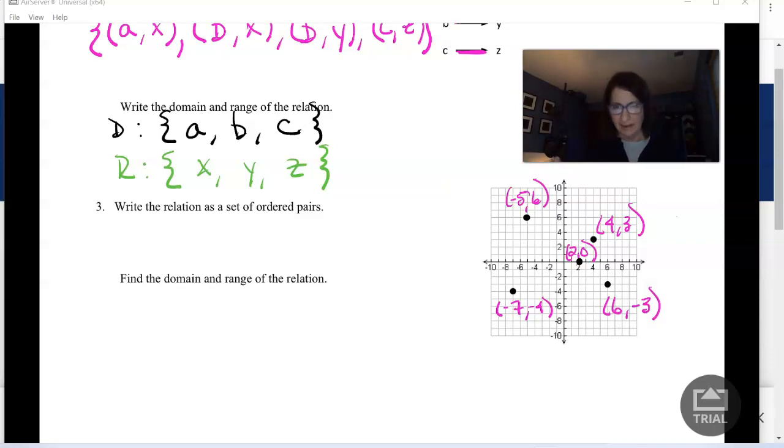And so if I write my relation, it's going to be squiggly bracket, and then all of those ordered pairs inside. So all ordered pairs listed. I was getting a little lazy there. You would actually go ahead and list all of them. Then we're going to find the domain and the range. So again, pause, write the domain, write the range, and then compare your answer with mine.